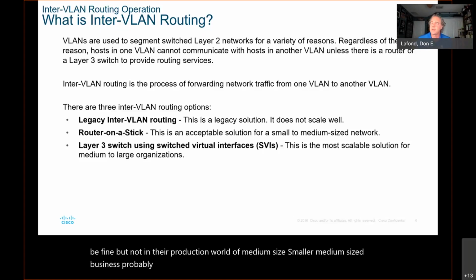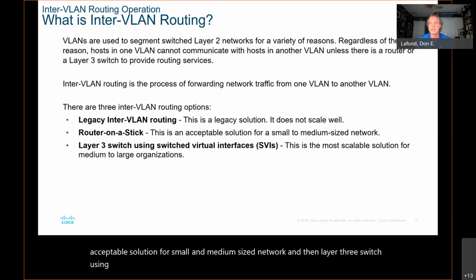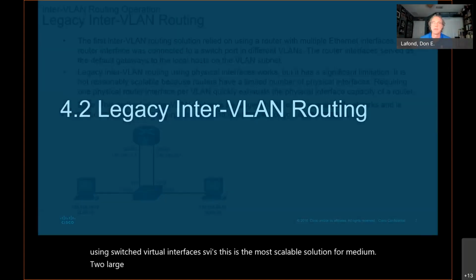Router on a stick, that's what we learned now. This is an acceptable solution for a small and medium-sized network. And then layer 3 switch using switch virtual interfaces, SVIs. This is the most scalable solution for medium to large organizations. Let's look at inter-VLAN routing.